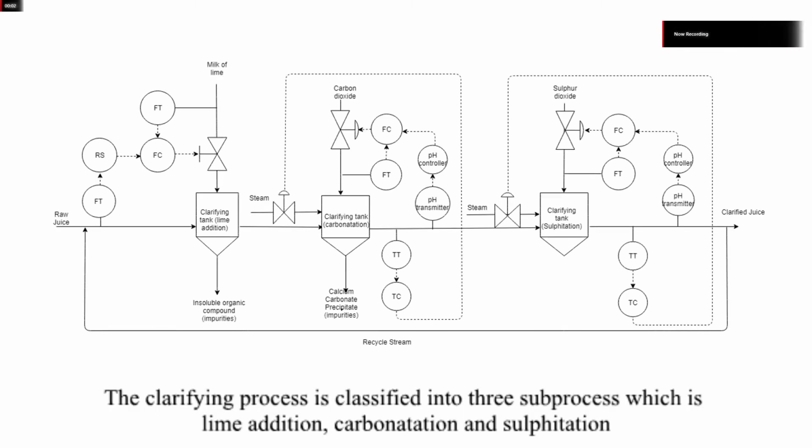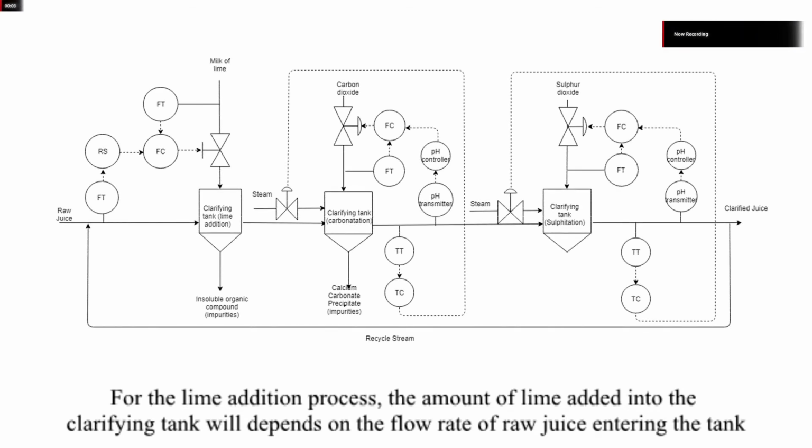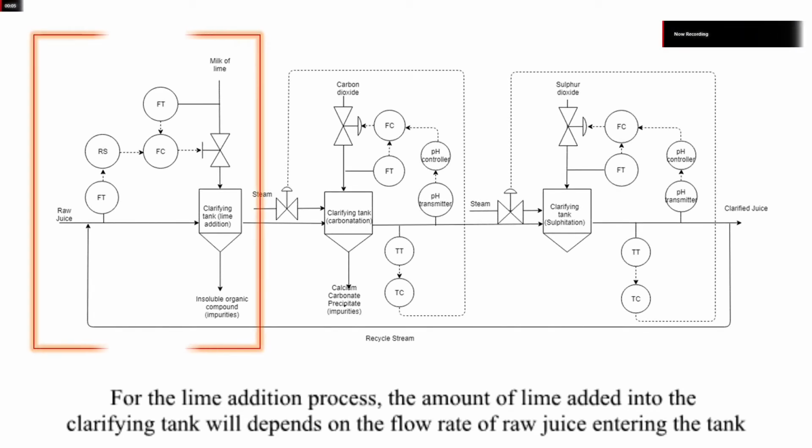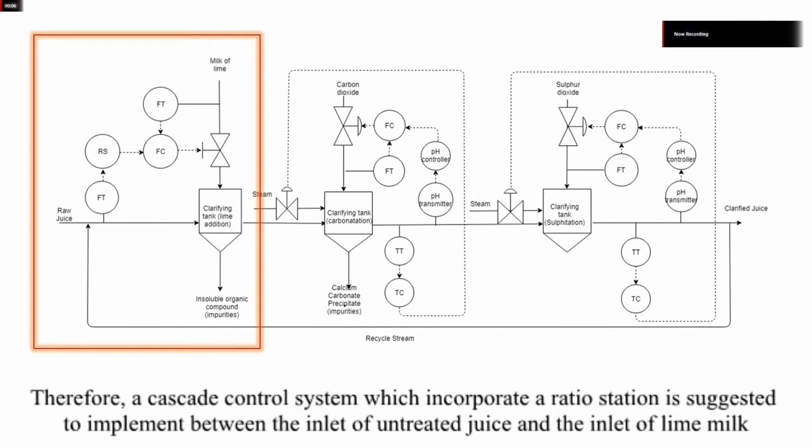The clarifying process is classified into 3 sub-processes, which are lime addition, carbonatation, and sulfitation. For the lime addition process, the amount of lime added into the clarifying tank will depend on the flow rate of raw juice entering the tank. Based on the research, the optimum ratio of raw juice and the milk of lime is 1 to 3.8 to give higher organic acids removal and precipitation of impurities.